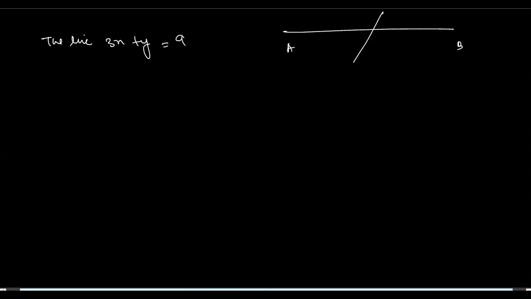Okay, here there is a line 3x plus y equals 9. The coordinates of points A and B are given to you? Yes, sir. 1 comma 3, and 2 comma 7. And it is being asked in the question in what ratio this line divides this line segment.